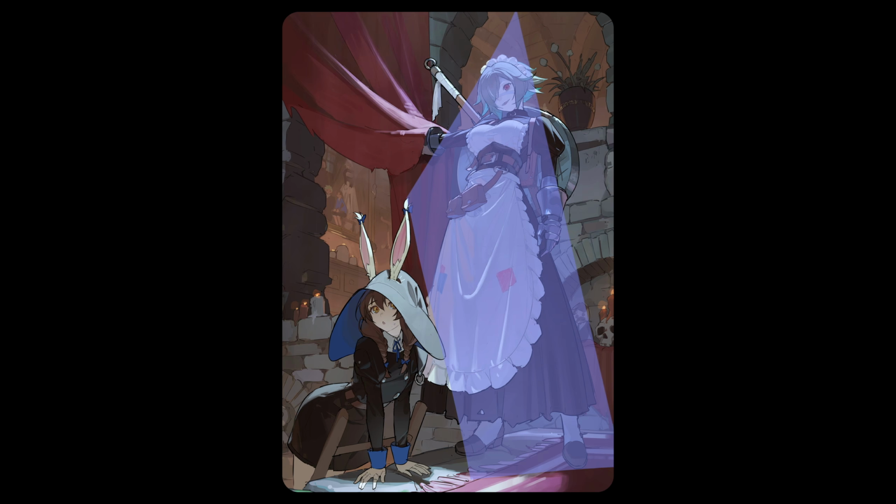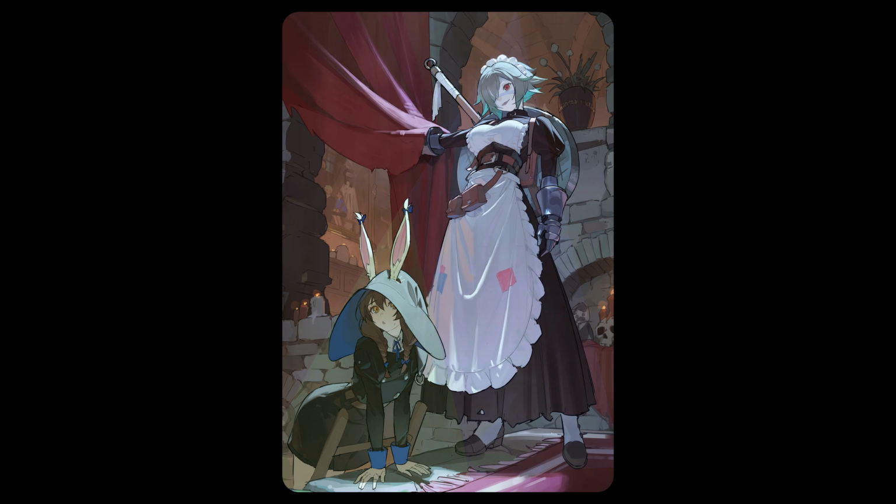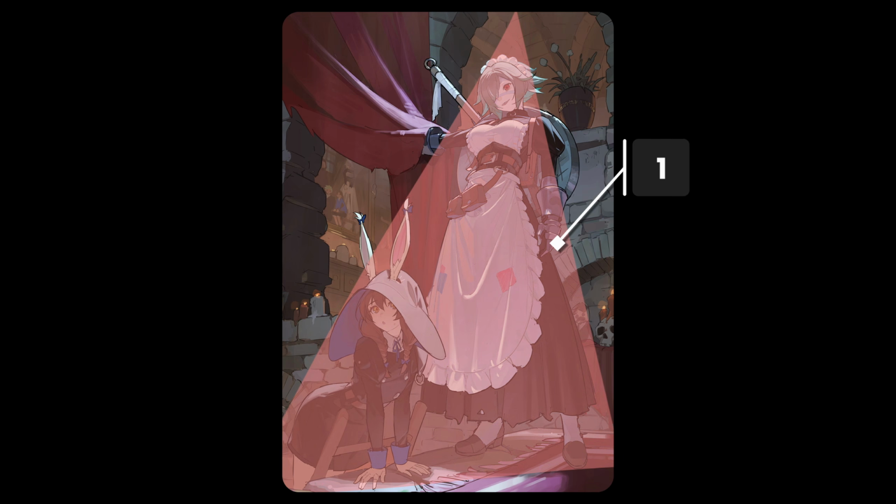The larger character standing in the frame takes up the most space in the illustration, and therefore is the first thing that we see when we view the illustration. The next thing that we see is the smaller character. As they are smaller in the frame, they have less of a presence in the scene.